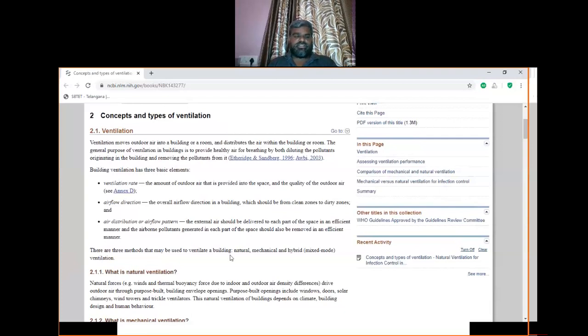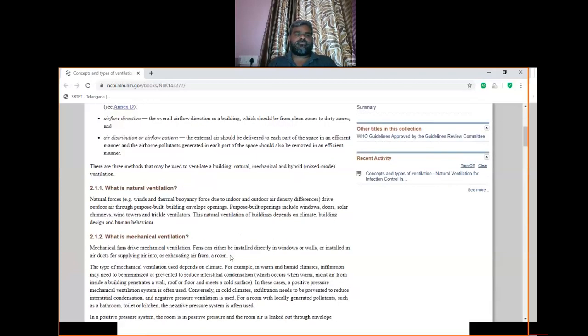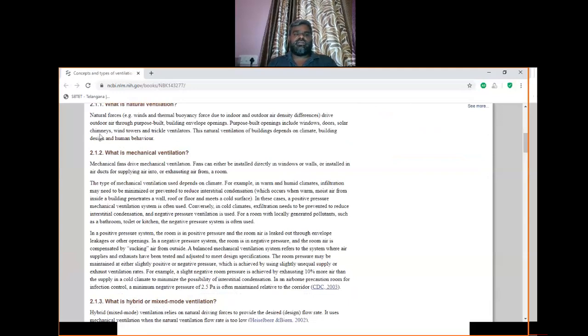So, what is natural ventilation? Natural forces, wind and thermal buoyancy force due to indoor and outdoor air density differences, drive outdoor air through purpose built building envelope openings. Purpose built openings include windows, doors, solar chimneys, window towers, and trickle ventilators. This natural ventilation of a building depends on climate, building design, and human behavior.